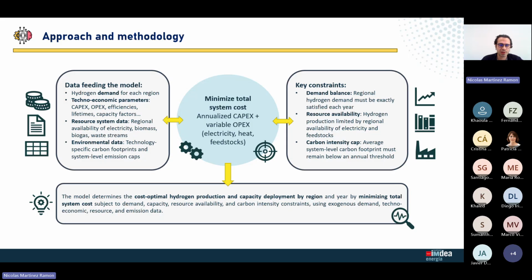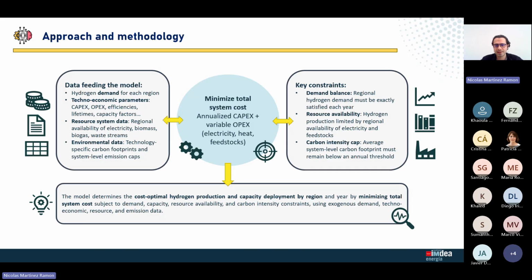We also needed to clearly establish the demand for each region that the model is going to try to solve. And basically, a big data characterization. Also, for example, how big are the carbon footprints for each technology and how they are projected into the future, because this is a model that will go from 2030 to 2050. And for each year, it will try to minimize the total system cost and basically determine the cost optimal hydrogen production and capacity deployment by region.